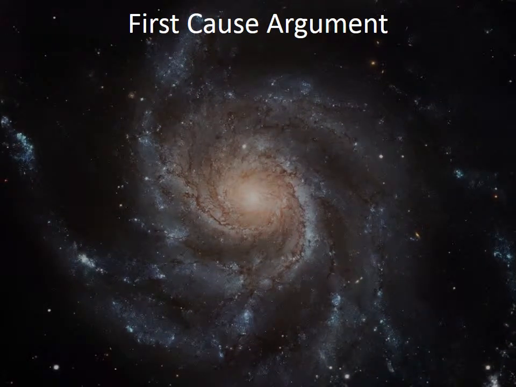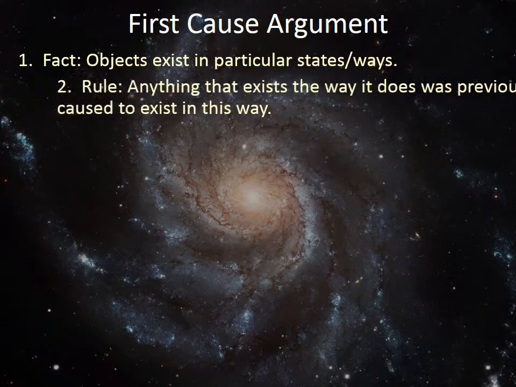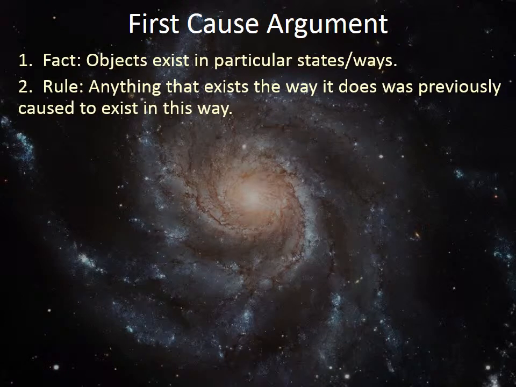The first cause argument is very similar. First, there is some fact X about the world. In this case, it is that we notice some objects exist in some particular states. Next, we notice that this existence needs to be explained by another fact.